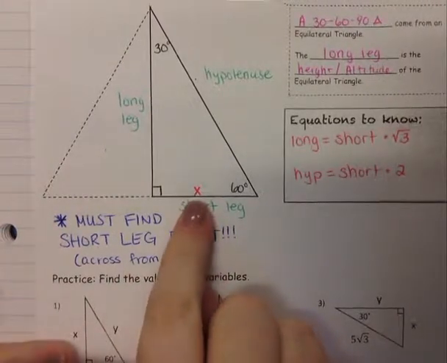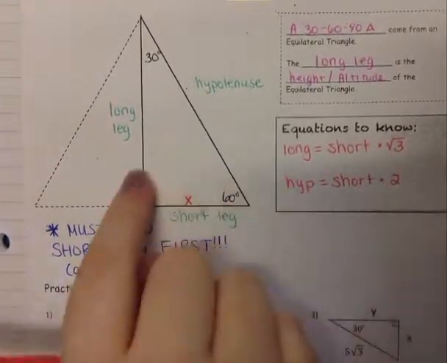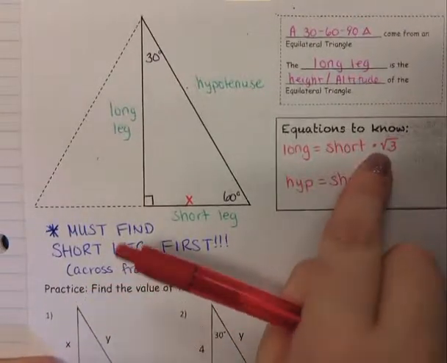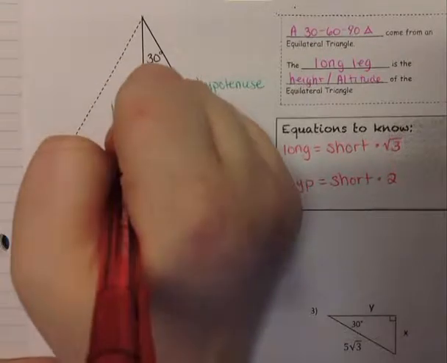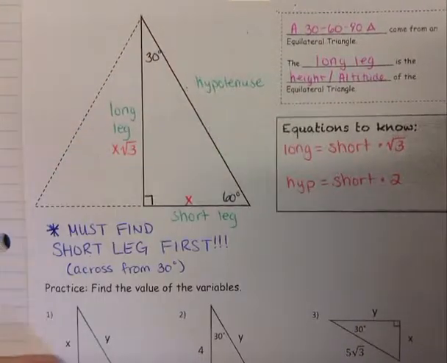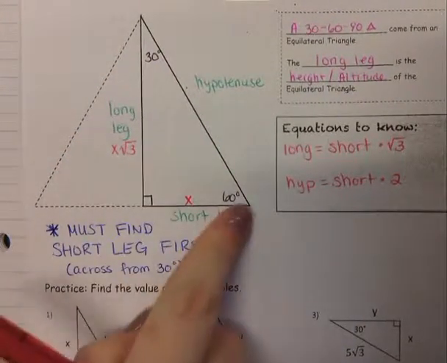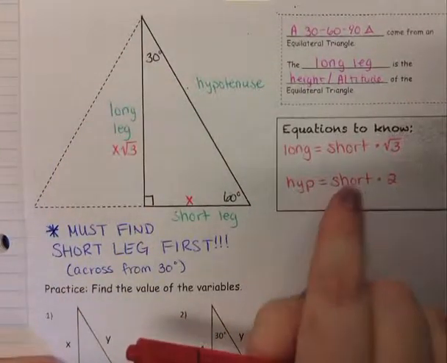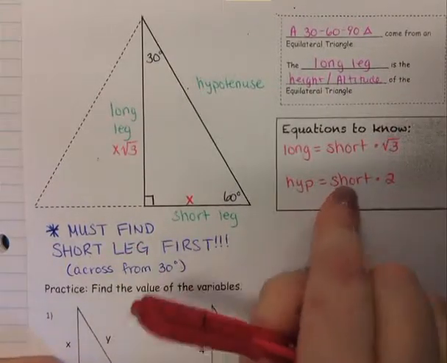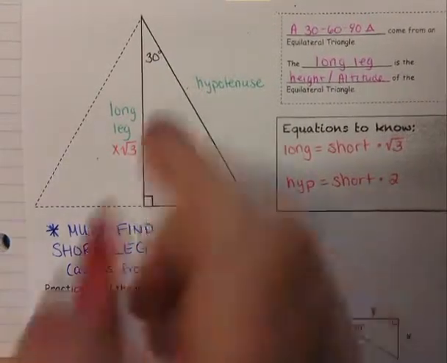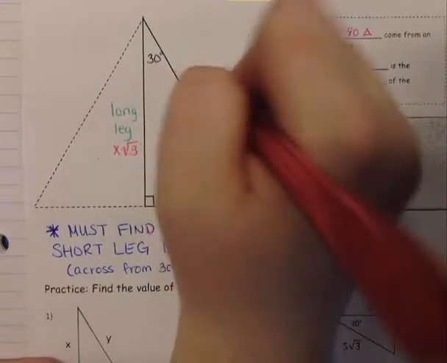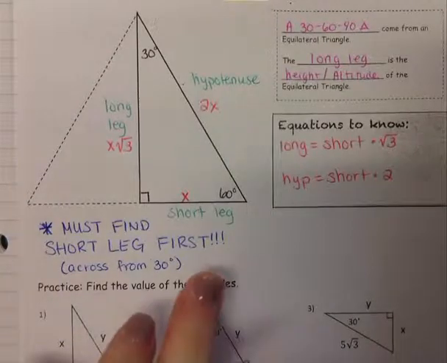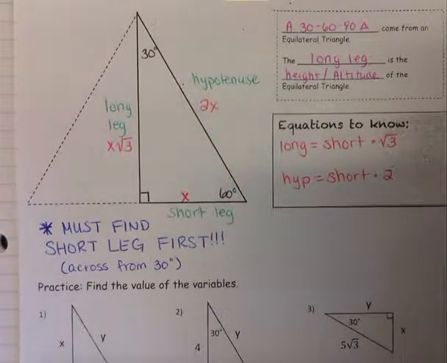If the short leg is x, I can find my long leg by taking my short leg, which is x, and multiplying it by the square root of 3. So my long leg will be x times the square root of 3. I can also find my hypotenuse from the equation, that the hypotenuse is equal to my short leg, again, which is x, times 2. So x times 2 would just be 2x. We would use these equations to be able to solve for the sides of the special right triangle.